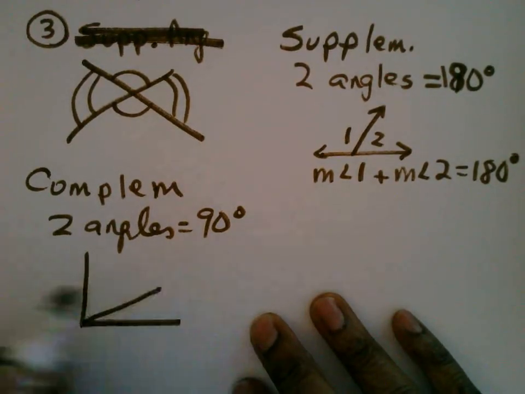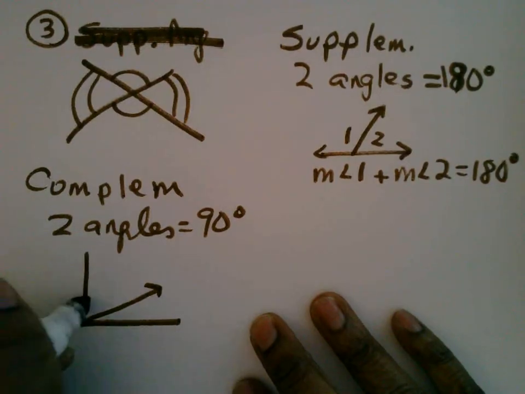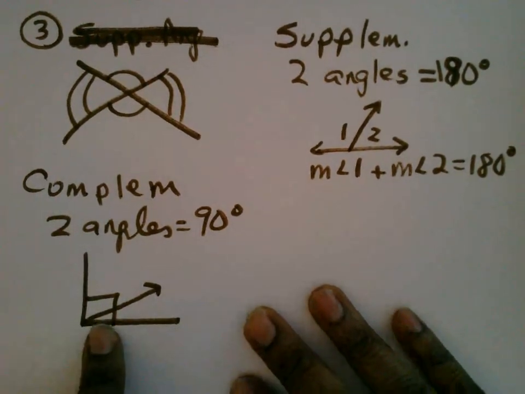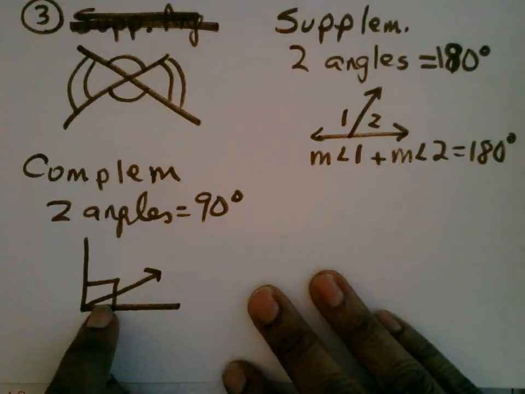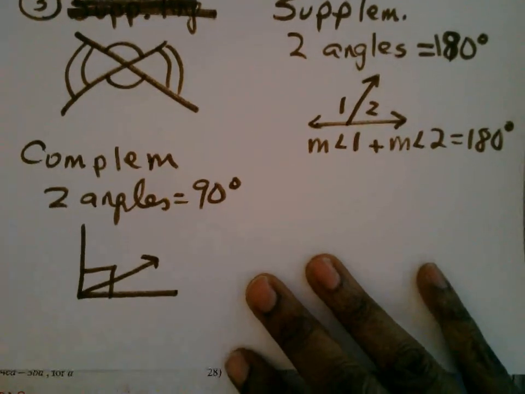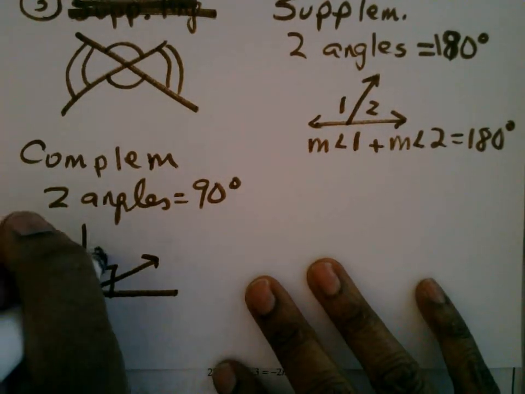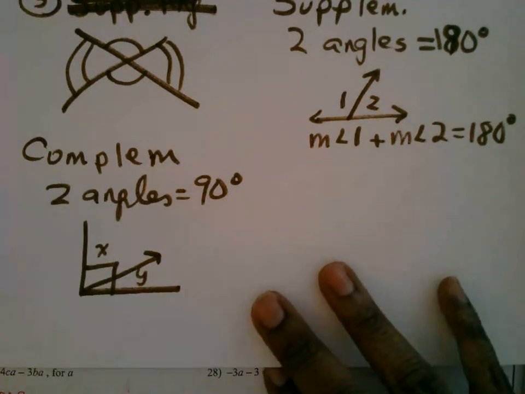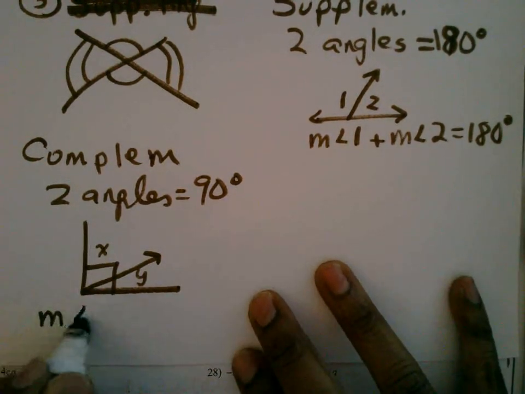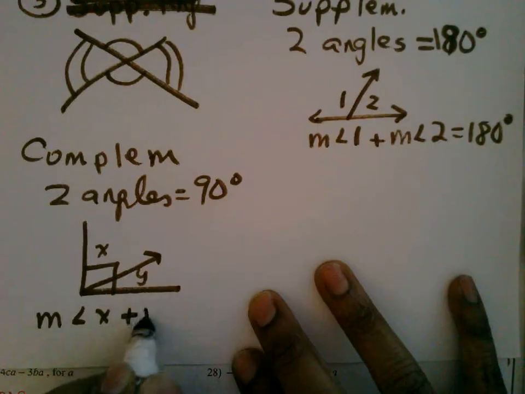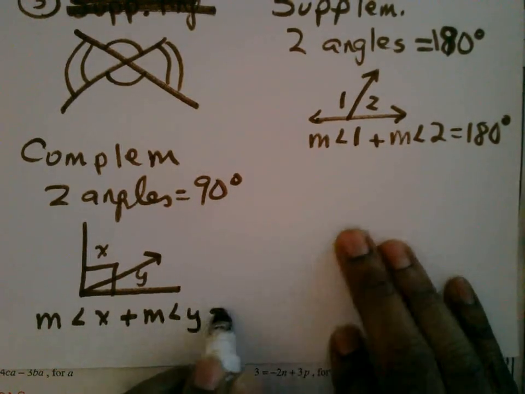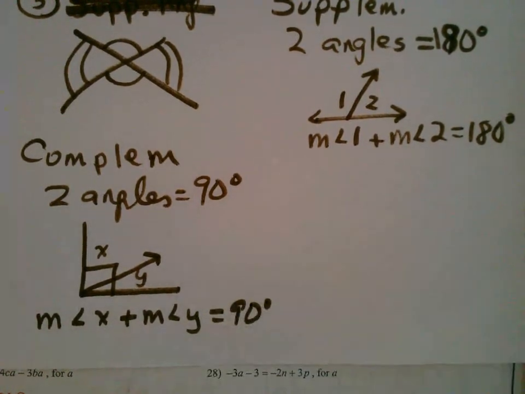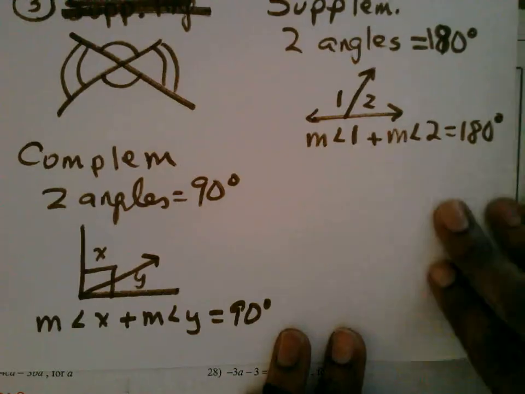One can be really small, an acute angle. The other one can be not as acute. But right angles will have this little square in the corner to show that they are totally 90 degrees. If this is angle X and this is angle Y, we would say the measure of angle X plus the measure of angle Y equals 90 degrees.